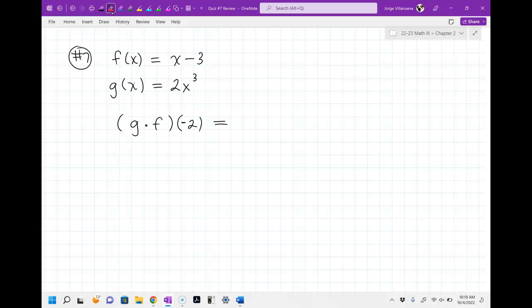So remember what I told you here. Don't multiply your functions first. I know that's what it says. You're supposed to get g of negative 2, and then multiply it times f of negative 2. But don't multiply the functions first. Plug in your numbers first. So let's find g of negative 2.